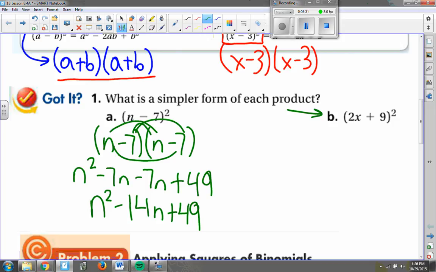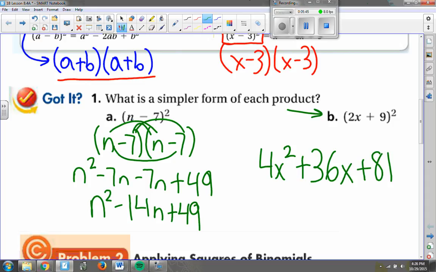What I hope you end up with here is 4x squared plus 36x plus 81. That's what we should get there. Okay? Check your answer. If you did not get that one, make a note to ask me about it when you get to class tomorrow.